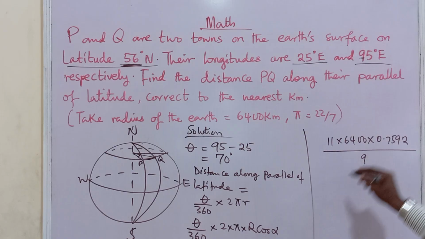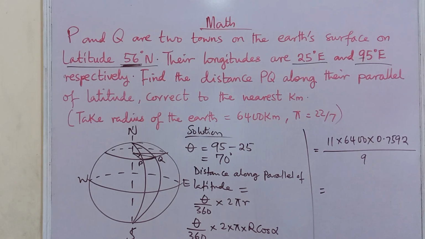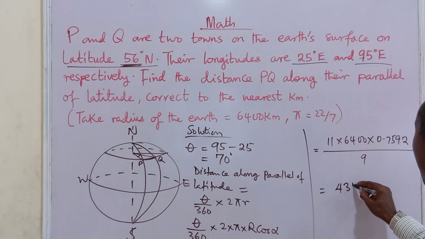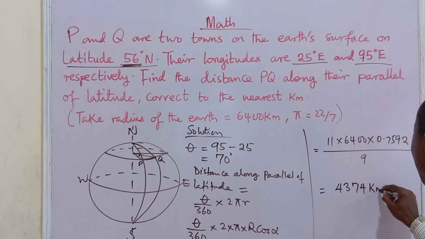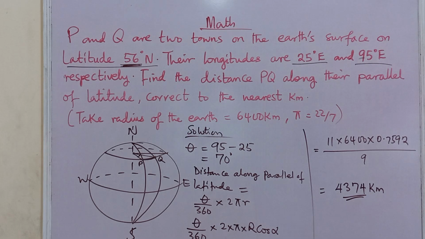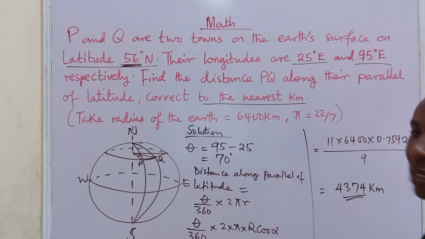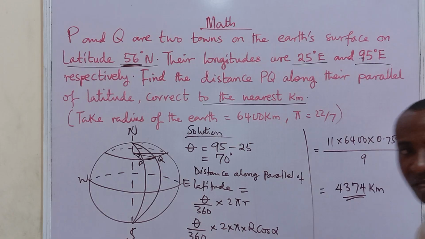Now, if we compute this on our electronic device, we simply get approximately 4374 kilometers. It is an approximate value, because we have to find it to the nearest kilometer. This is how we solve problems on parallel of latitude. Take note of this. See you next time.